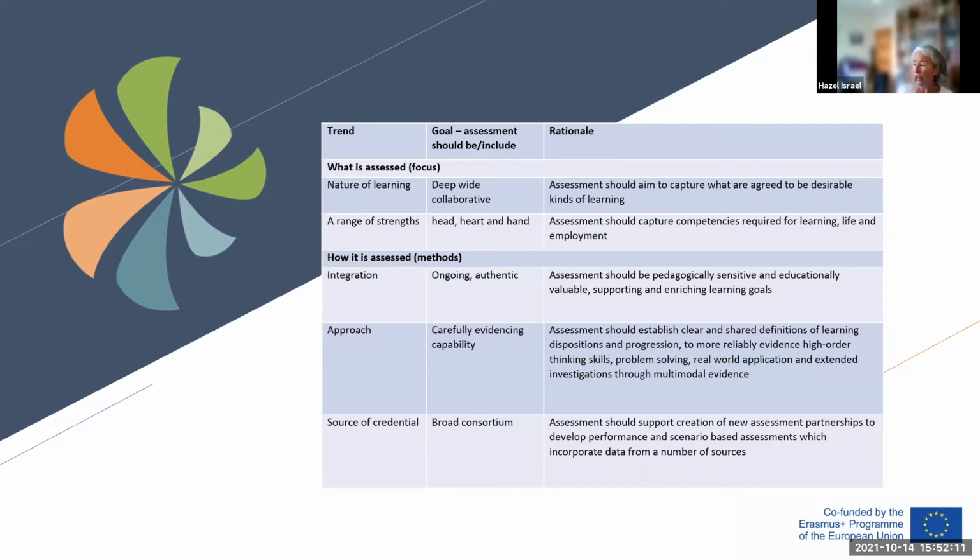But also in terms of credentials, as we mentioned in the discussion, there shouldn't just be one examiner. We want many more different perspectives. And the goal is to have a broad consortium. If we go back to the ecosystem principle from the EntreComp playbook, we want to draw from the whole ecosystem to add value to assessment. And we want to support the creation of new assessment partnerships to develop performance and scenario-based assessments, which incorporate diverse data from a number of sources.